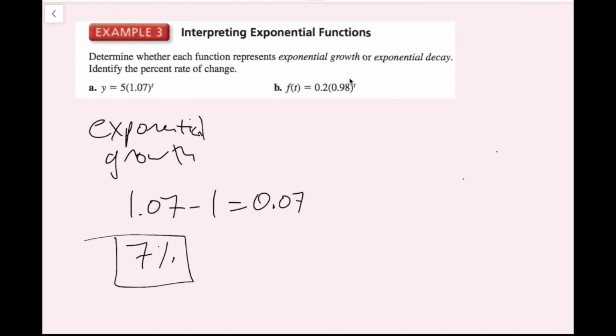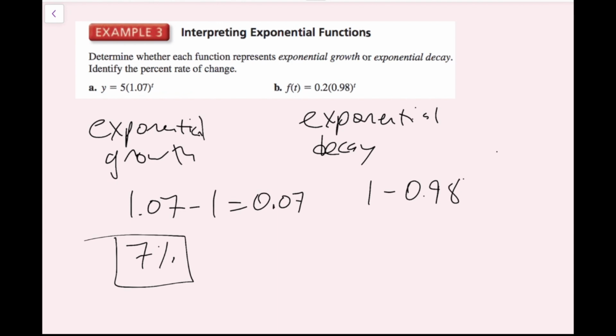For part B, I can tell that this is going to be exponential decay because this number 0.98 is in between 1 and 0. Okay. And then to figure out the rate of change for exponential decay, you could do this number minus 1. You'd get a negative number. The negative would tell you that it's exponential decay. Or you could just do 1 minus 0.98, which is going to give you 0.02, okay, which is 2%. So this function is decreasing by 2% for every unit of t here. Okay? So this is an exponential decay function with a rate of 2%, and then this one's an exponential growth function with a rate of 7%. And now we're done with this one.